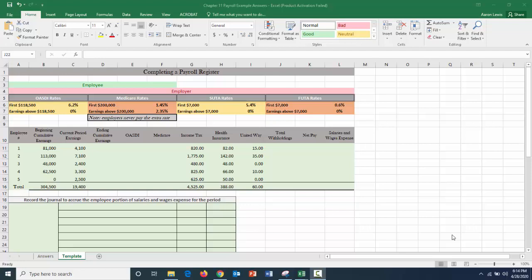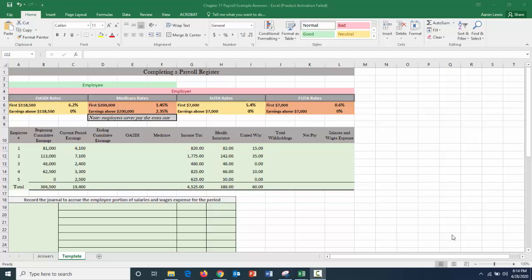The thing I really want you to take from the last chapter, chapter 11, is payroll. To do payroll entries, you really need to make a payroll register because it makes it much easier to figure out what's supposed to go where, because the entries are big compound entries and they can get confusing. So I'm going to be working in Excel today because Excel makes it much easier to do the calculations.